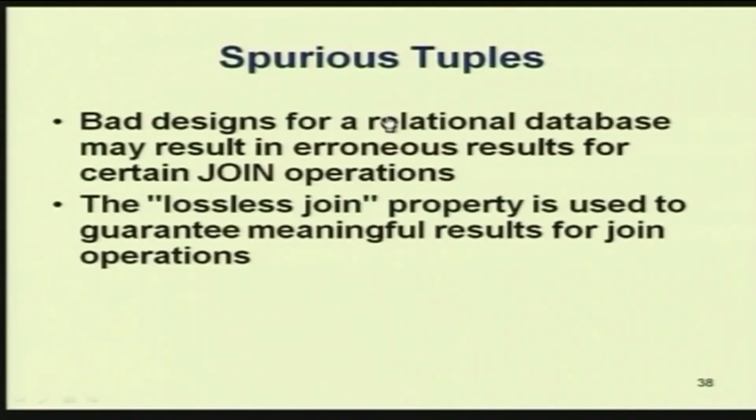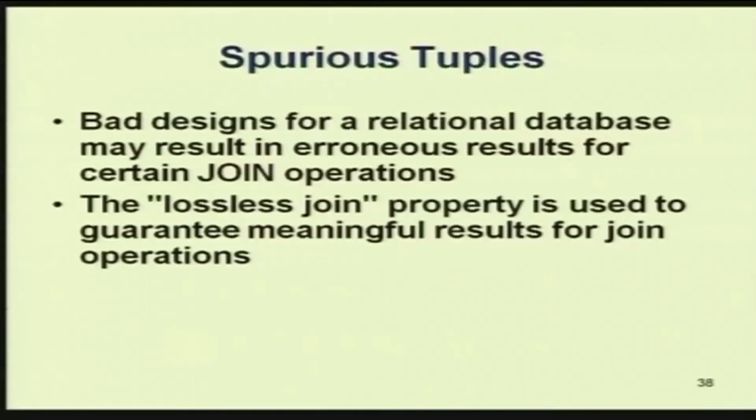Next is spurious tuples, which has to do with the fourth guideline. Bad designs for a relational database may result in wrong, erroneous results for certain join operations. This is what we call the lossless join property, so that you have meaningful results for join operations. We will discuss this later in detail, but basically you should avoid the generation of spurious tuples during a join operation.